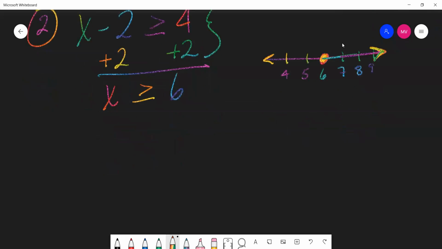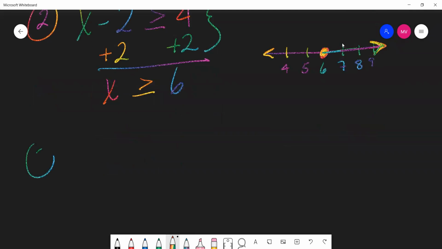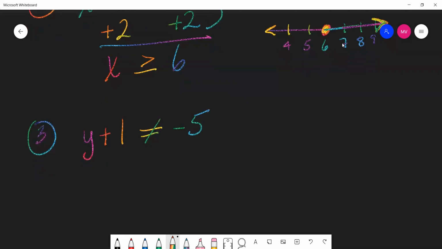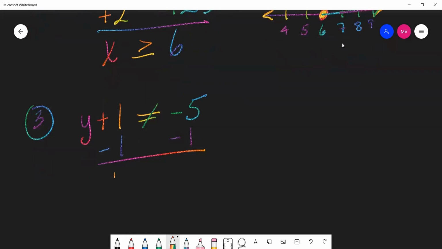All right, Abigail, next one for you. Number 3. Number 3 states that y plus 1 does not equal -5, or cannot equal -5. So what do we do to solve for y? Exactly. And -5 plus -1 is -6. So y cannot equal -6.